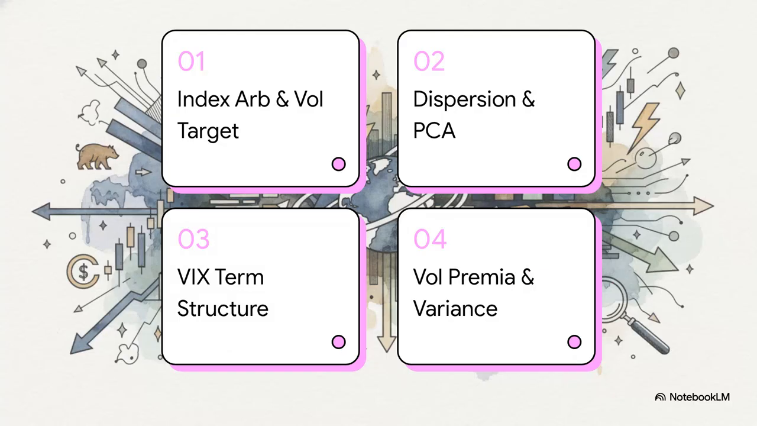Here is our roadmap for this explainer. First, we'll cover index arbitrage and vol targeting. Second, dispersion trading and PCA models. Third, trading the VIX term structure. And finally, vol premia and variance swaps. Let's get right into it.